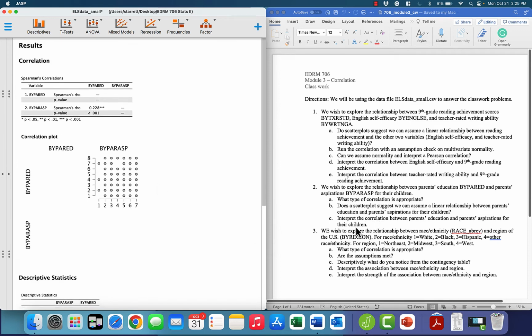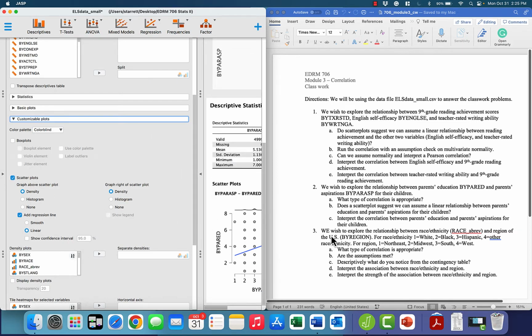All right, interpret the correlation between parents' education and parents' aspirations for their children. So we see this positive correlation of 0.228, which is between 0.1 and 0.3, so it would be considered small. It is significant. So if we want to interpret it, we would simply say there is a significant small positive correlation between parents' education and the aspirations parents have for their children. Okay.